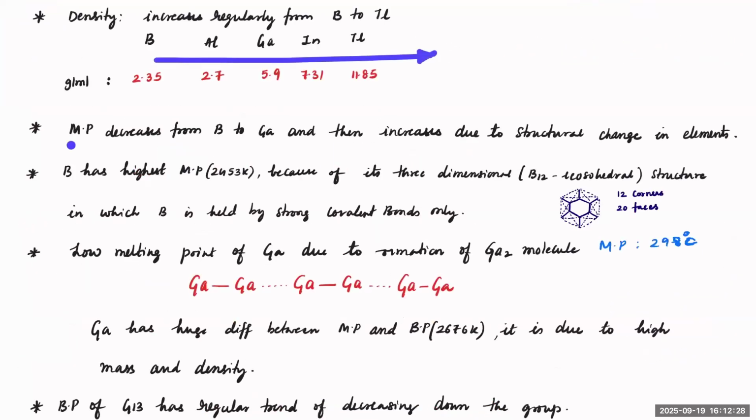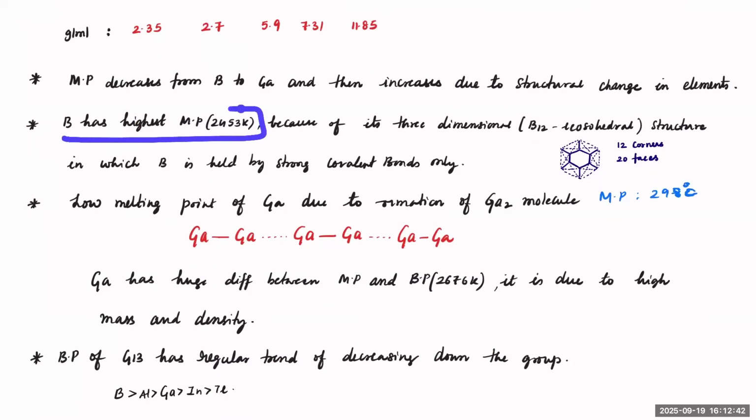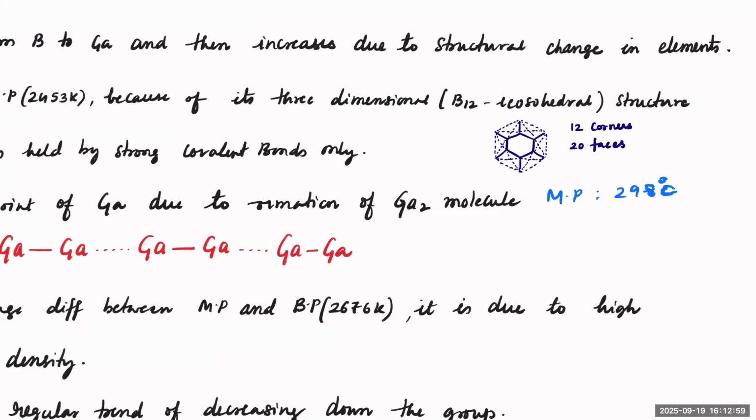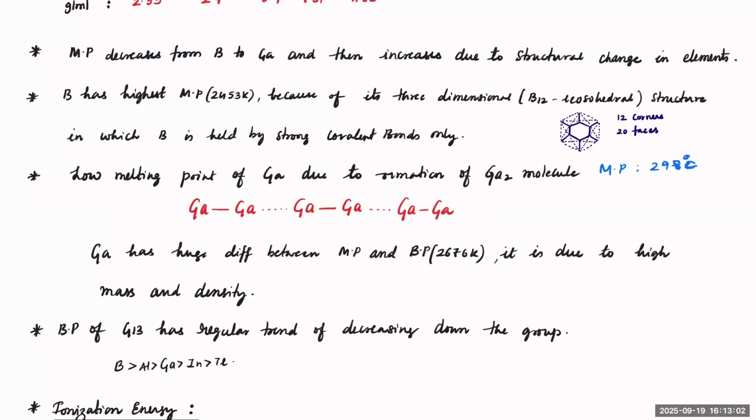Next, melting point usually decreases from boron to gallium, and then it increases towards thallium from there. Now, boron has the highest melting point, which is 2453, because of its three-dimensional geometry, which is of B12 icosahedron structure. Icosahedron usually has 12 corners and 20 faces. Boron holds very strong covalent bonds with each other, just like how it happens in diamond.